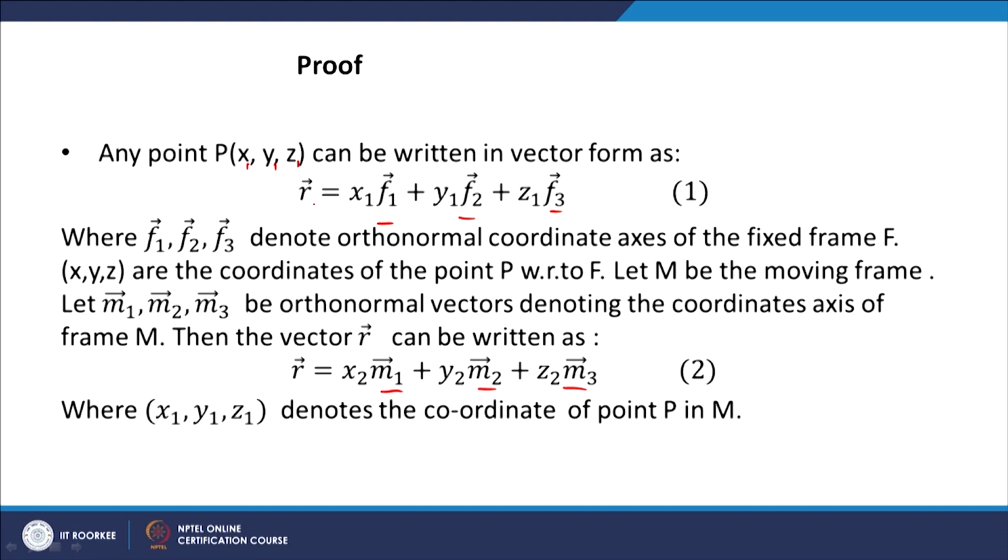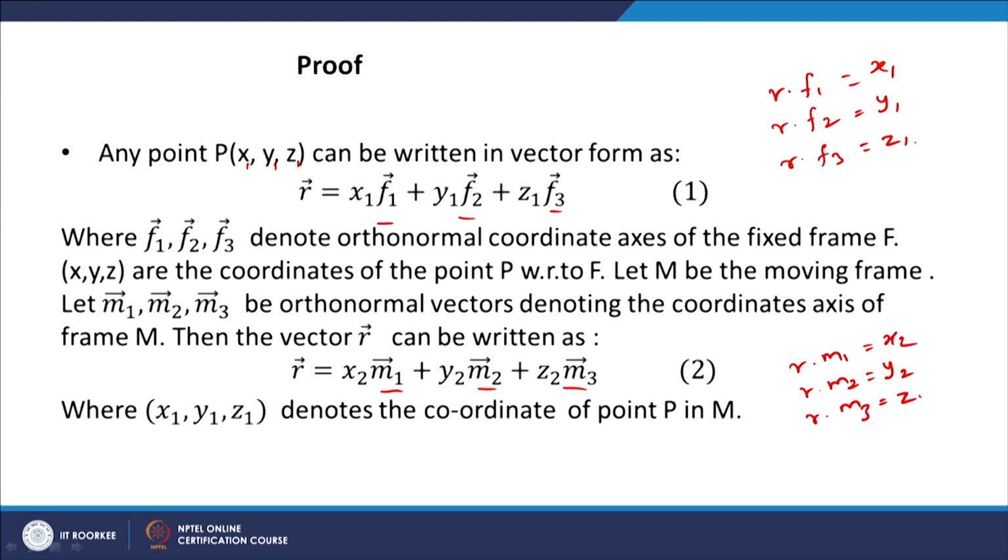So, we will get R dot f1 is x1. Similarly, R dot f2 will be y1, R dot f3 is z1. So, R dot f1 is x1, R dot f2 is y1, R dot f3 is z1. Same way here, using m1, m2, m3 mutually perpendicular vectors, we will get R dot m1 is x2, R dot m2 is y2, R dot m3 is z2.